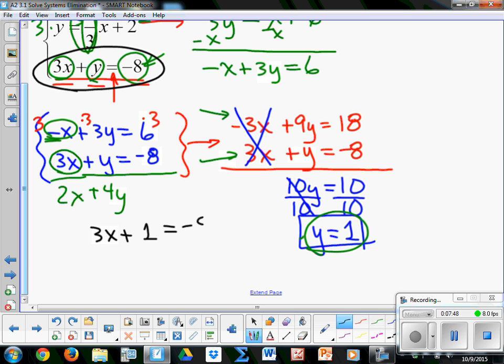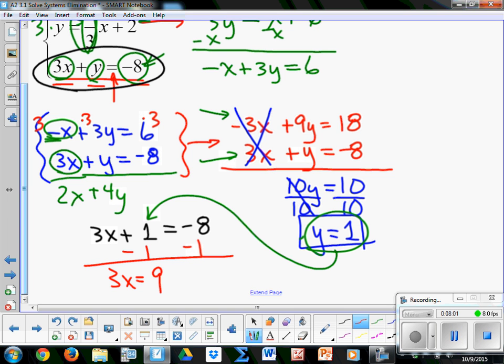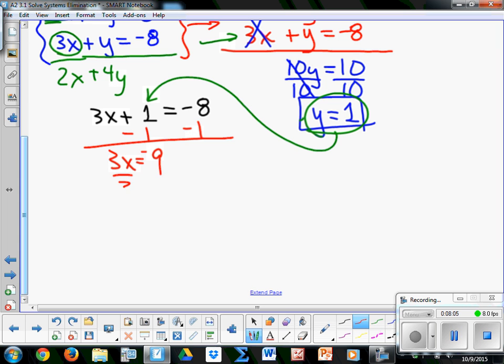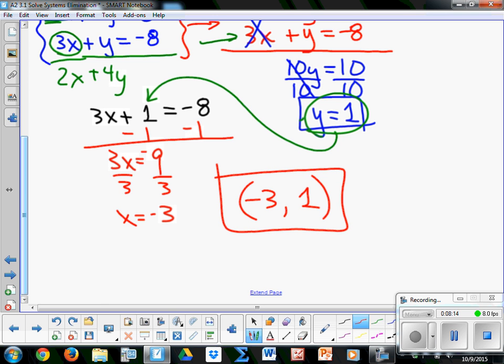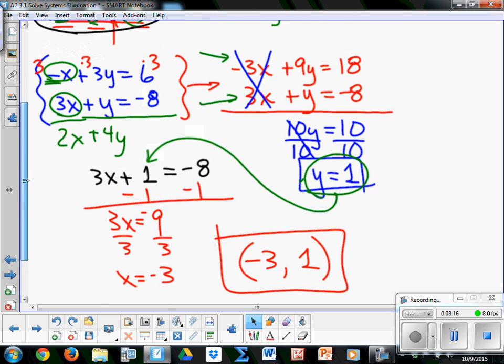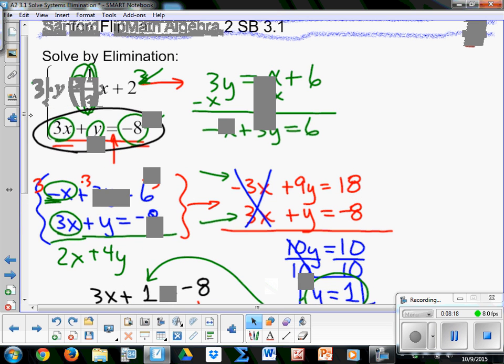Okay, so 3x plus y. Okay, where did that negative 1 come from? Okay, so just a reminder that that was y. Okay, so now I can finish this by solving for x. So minus 1, negative 9, and then divide both sides by 3. This equals negative 3. So I have my ordered pair, negative 3, 1. And supposedly, this ordered pair will make both equations in the original system true.